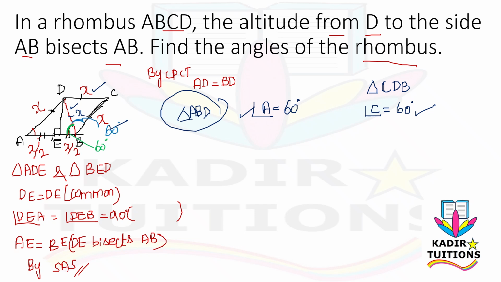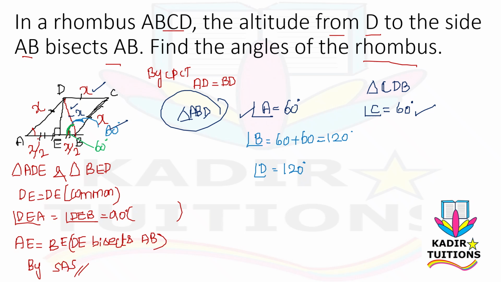Then what about angle ABC? That means angle B has been split into two parts. Each is having 60 degrees. So 60 plus 60 equal to 120 degrees. Same for angle D also. Angle D also got split into two parts. Both are a part of an equilateral triangle. So if you add 60 and 60, it is going to be 120 degrees.